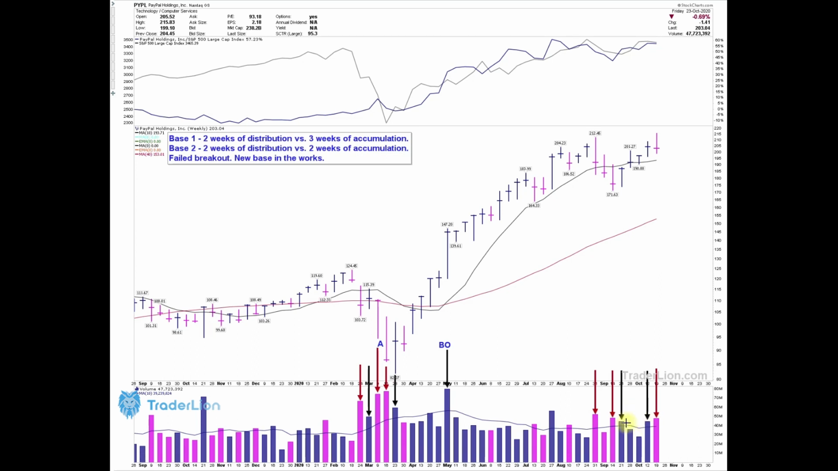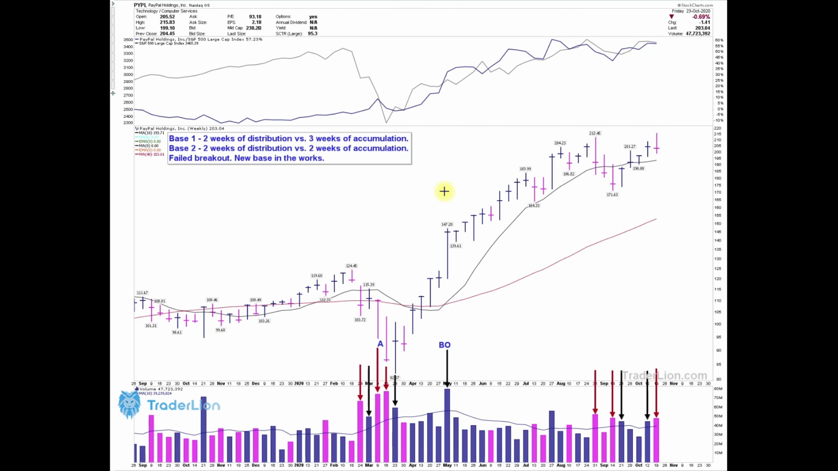We can see here's our 2 up weeks, and you can see here that's another what you'd call a hammer on above average volume, clear accumulation, and here again well above average volume, and you're well into the upper half of the range on this week. So that's where we got 2 weeks versus 2 weeks. So what you want to see is at least more accumulation versus distribution.